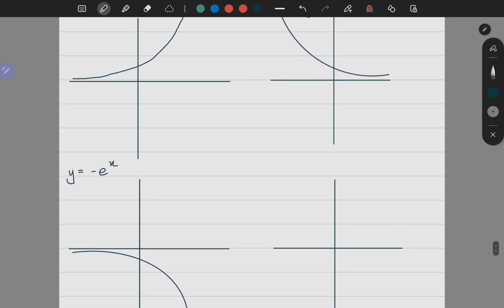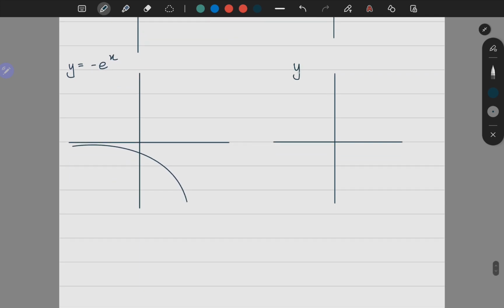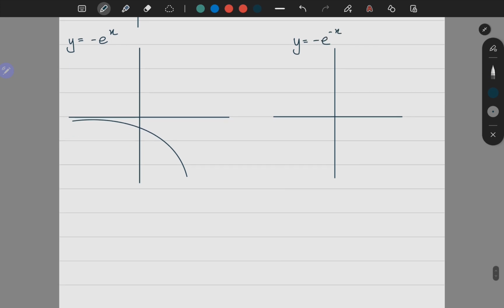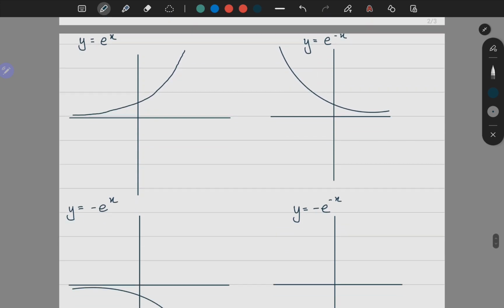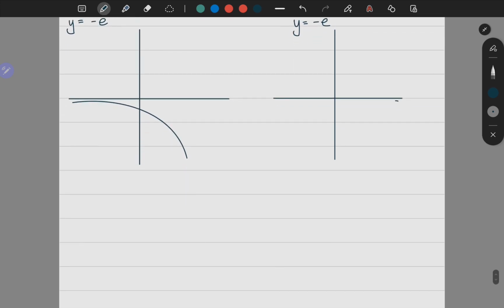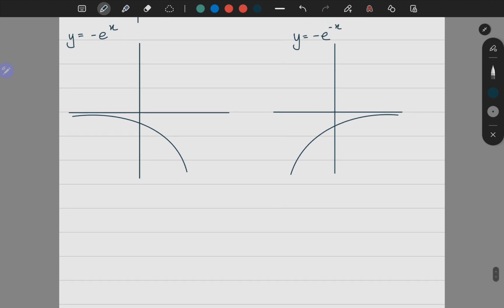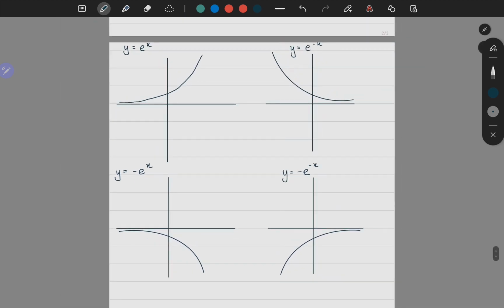Something like that, right? And then now let's negate even that. So minus e to the power minus x. That will just be, nope, not like that. Right, it will be the other way. This way. Something like that. Okay, so those are the graphs. You don't really need to know them, but you should just have an idea of them, right?